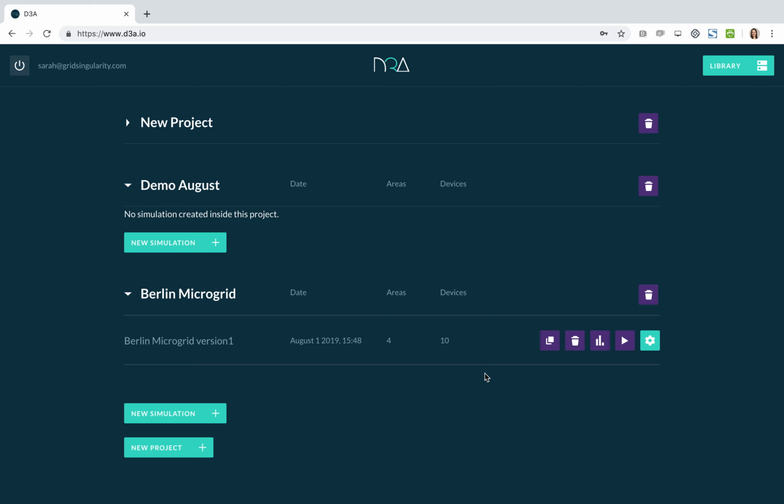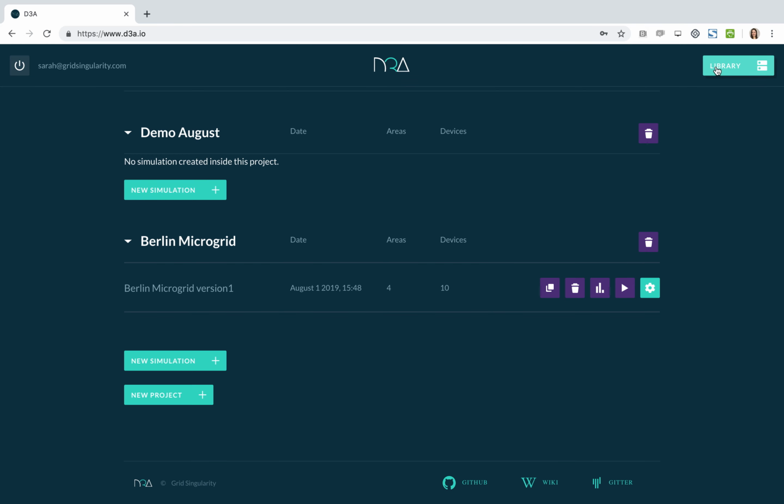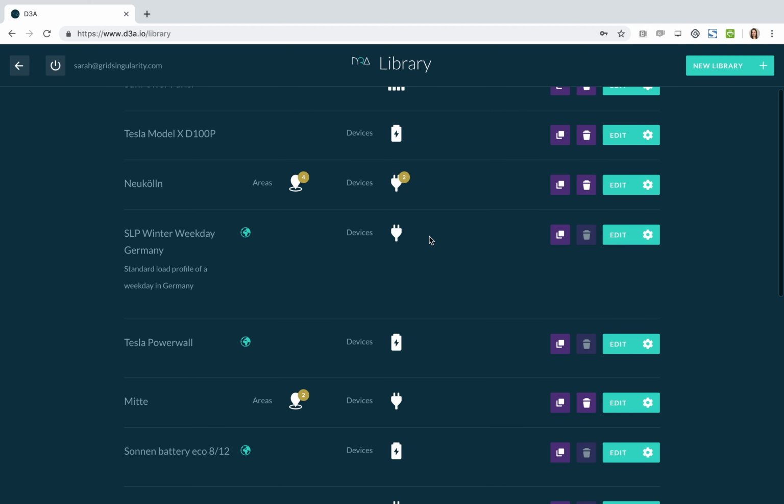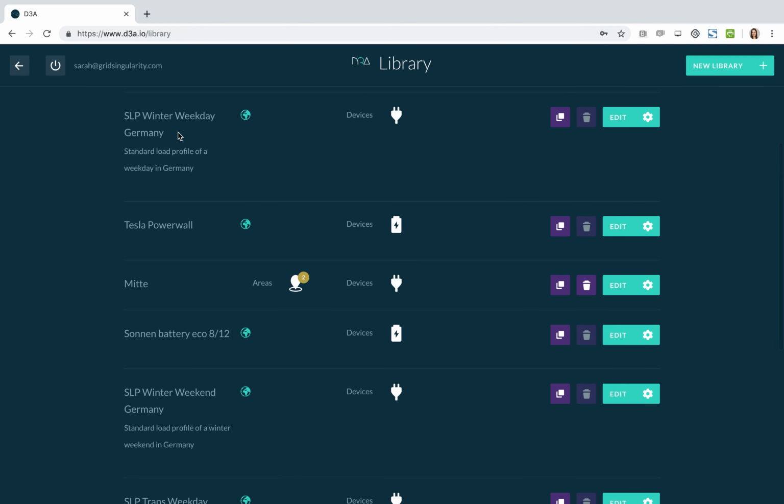One last feature that I wanted to share is you can save different areas or devices inside the library. Right now we have a lot of things inside the library, and these elements that have this symbol here are the public libraries. These are libraries that are provided by us to all users. So every user will have these public libraries.